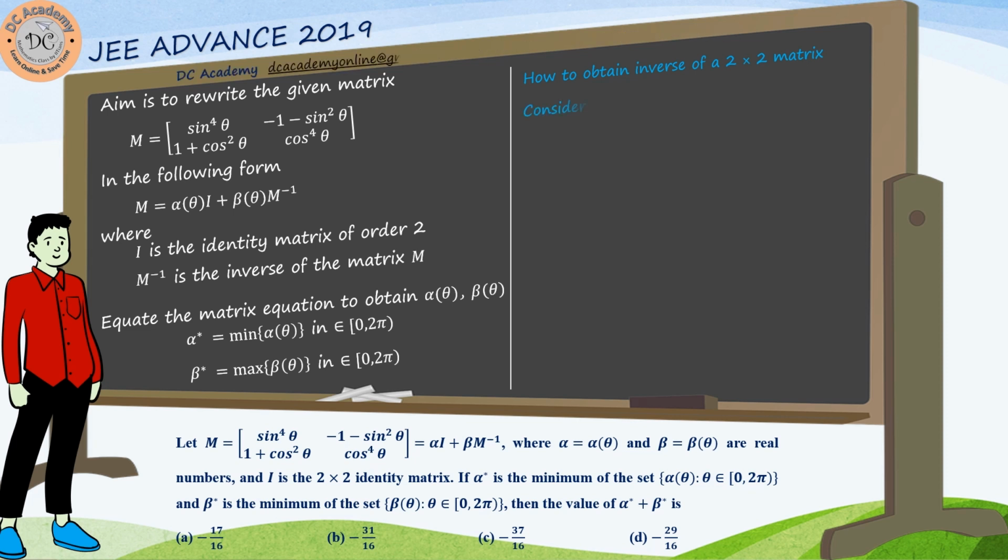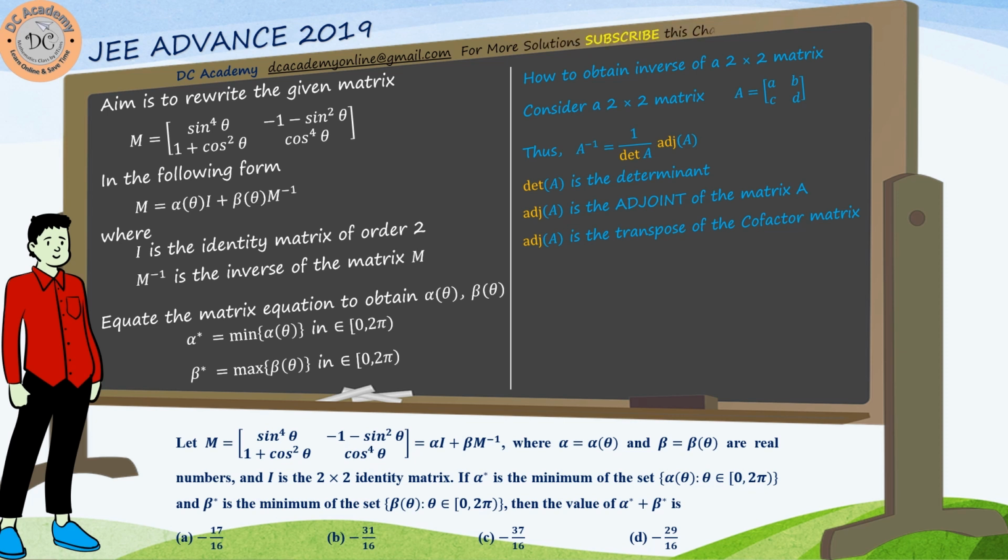So let's go ahead. Here we consider a 2 cross 2 matrix A given by a, b, c, d. Now we know that A inverse is equal to 1 by determinant A into adjoint A. Determinant A is the determinant of the matrix and adjoint A is the adjoint matrix. What is the adjoint matrix? It is the transpose of the cofactor matrix. So now we need to find the cofactor matrix. To find it, we need to find the first element. If the cofactor matrix is C, we need to find C11.